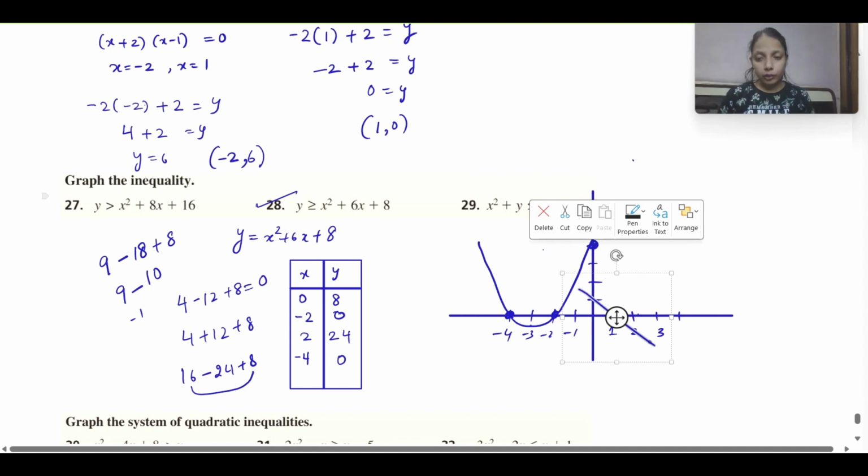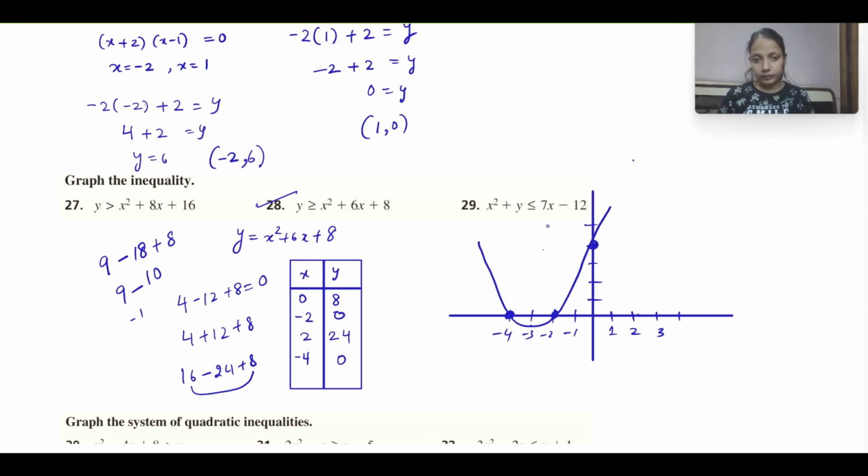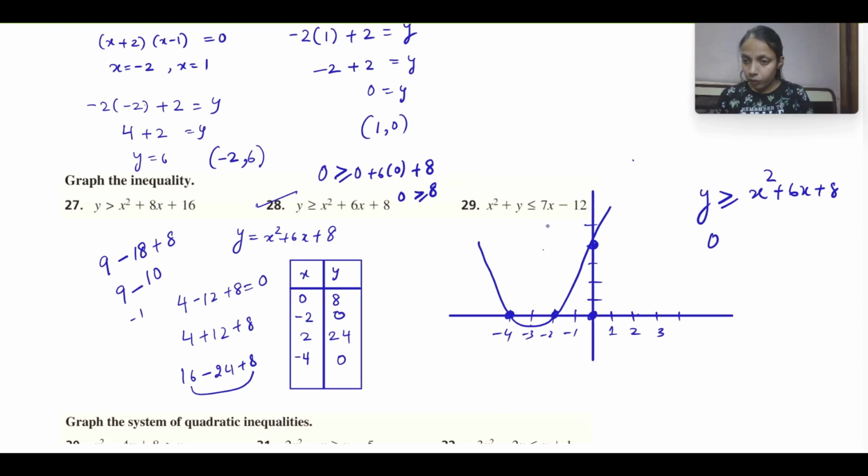So if I put 0, x is 0 and y is 0. 0 is greater than or equal to 0 plus 6 times 0 plus 8. If you don't get it, let's see again. y is greater than or equal to x square plus 6x plus 8. I'm trying to check for this point 0, 0. So y is 0, x is 0.